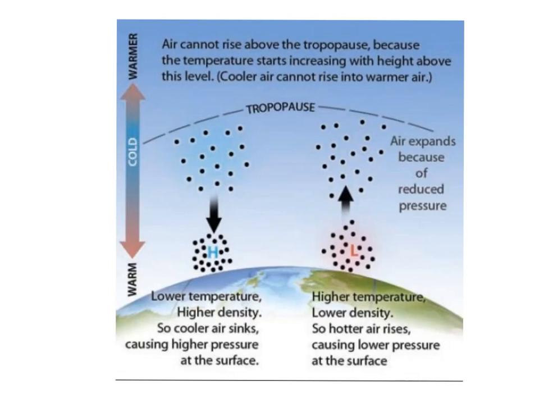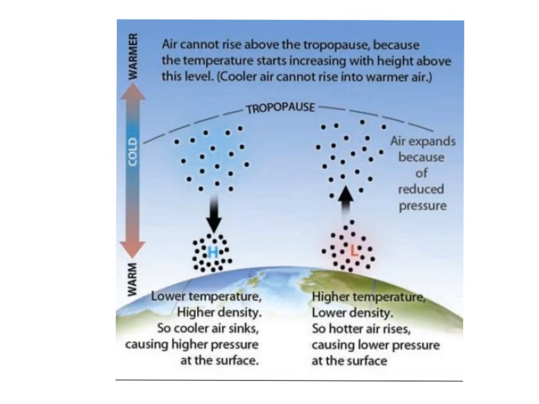Okay, so remember that the air movement that we're referring to is air that is in the troposphere. Air cannot rise above the troposphere because the temperature starts increasing with height above this level. So this cooler air right here cannot rise into the warmer air. So we're talking about air movement within the troposphere.